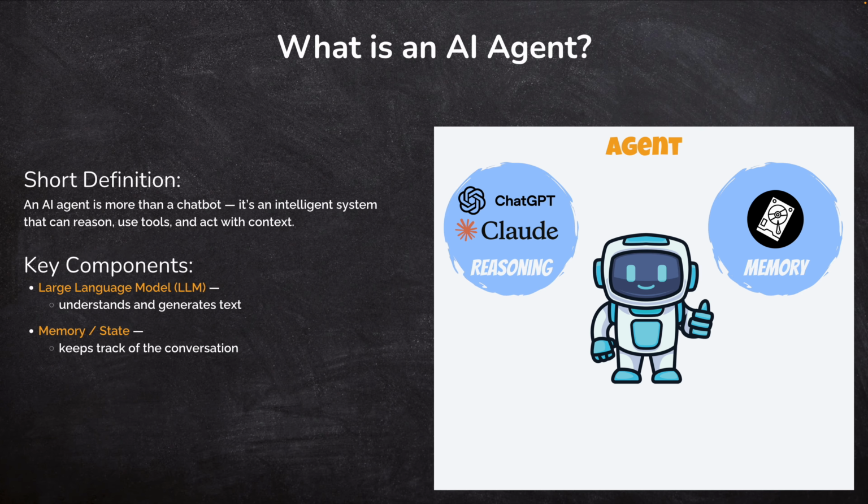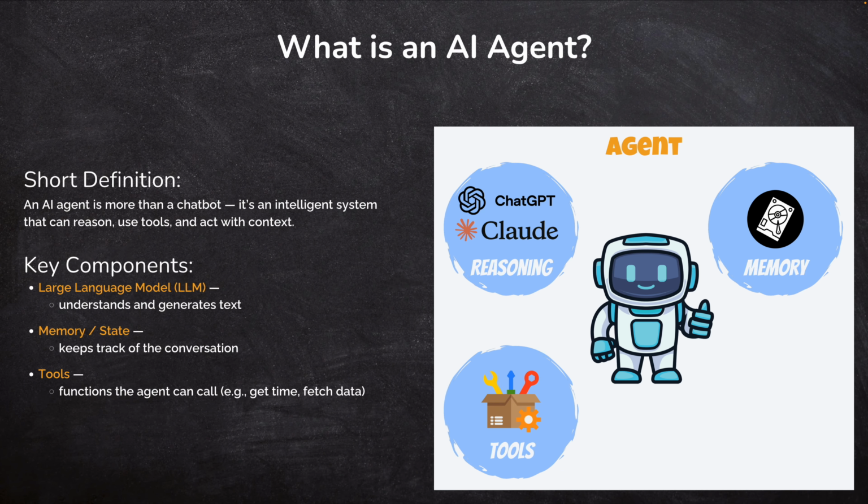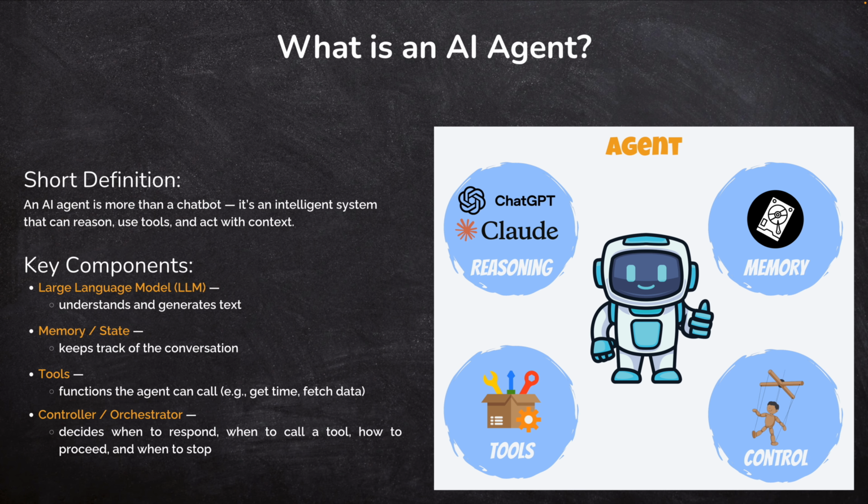Then it may have some memory, some state, so it remembers the conversations in previous steps. It might have one or more tools, essential functions it can call to do things like getting the current time, looking at the weather, searching, whatever. And last but not least, a controller. That's something that decides, hey, do I just answer, do I call a tool, or do I continue the conversation, etc. So how does this look in LangGraph?